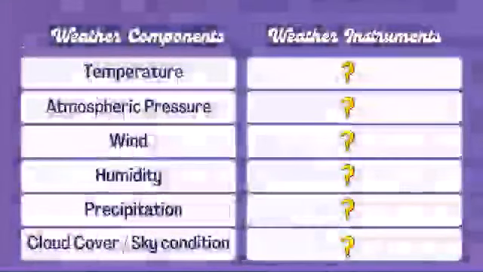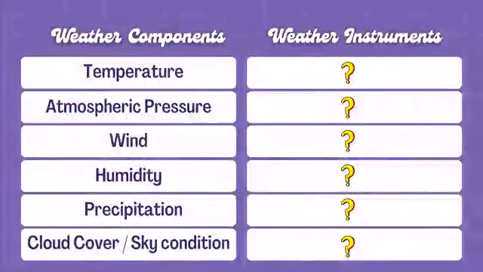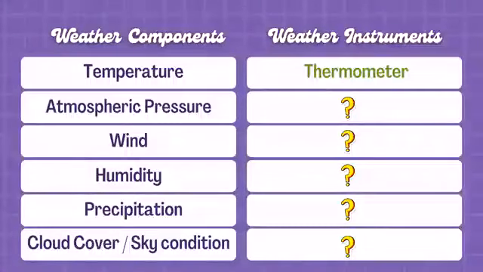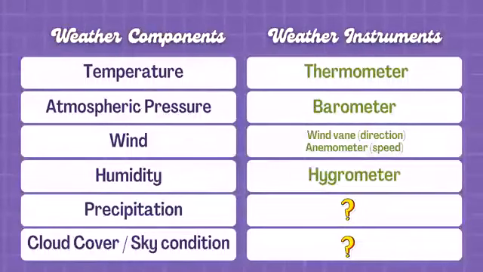In summary, here are the weather components and the corresponding weather instruments used to measure them. To measure temperature, we use a thermometer. To measure atmospheric pressure, we use a barometer. To measure wind direction, we use a wind vane. For wind speed, we use an anemometer. To measure humidity, we use a hygrometer. To measure precipitation, we use a rain gauge.